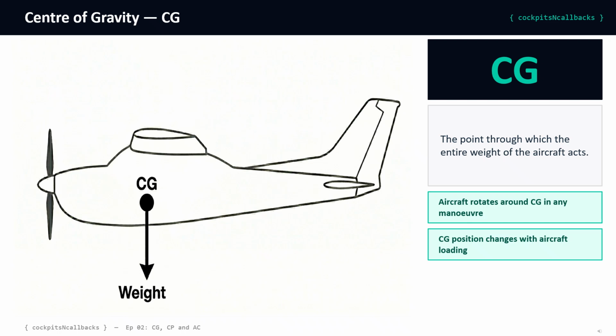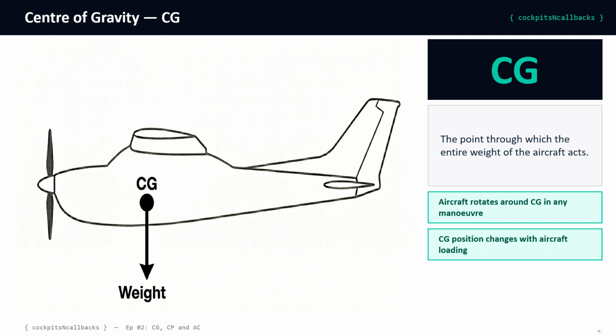The first is the center of gravity, CG. Look at this aircraft. The engine sits at the front, fuel sits in the wings, passengers sit in the cabin, baggage sits at the tail. Every kilogram of this aircraft is spread across its entire length. Physics requires that the combined weight of all of it acts through one single point, shown here as the black dot on the fuselage, and that point is the CG.